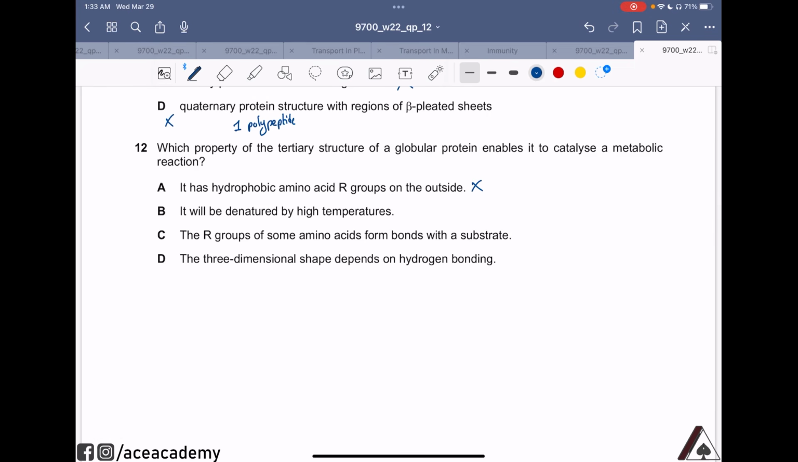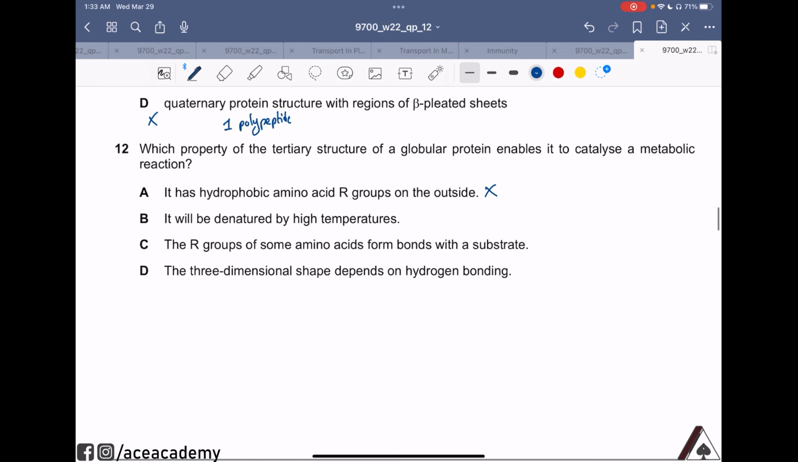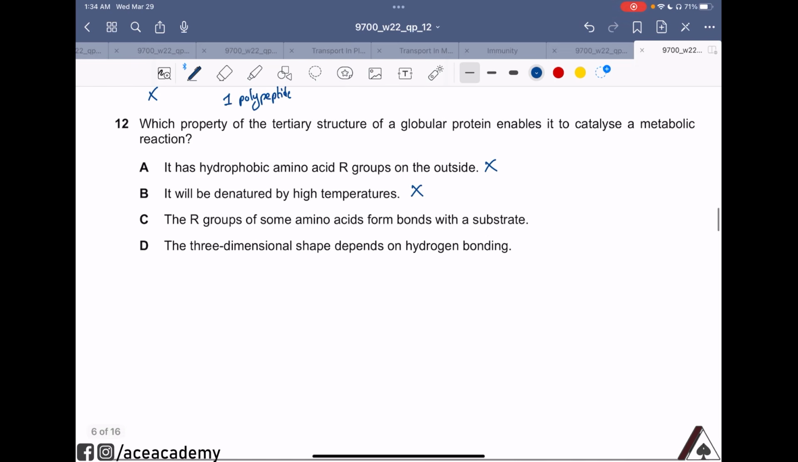It will be denatured by high temperatures. Well, no, not really. This isn't a property that enables it to carry out a metabolic reaction, right? So this is incorrect. The R groups of some amino acids form bonds with the substrate. This is true. For example, ionic bonds can be formed, hydrophobic interactions can be formed, and then hydrogen bonds can be formed, and this helps to stabilize the substrate with the globular protein.